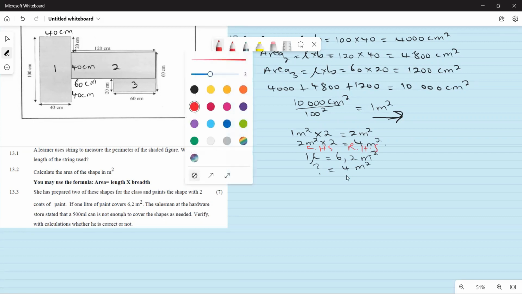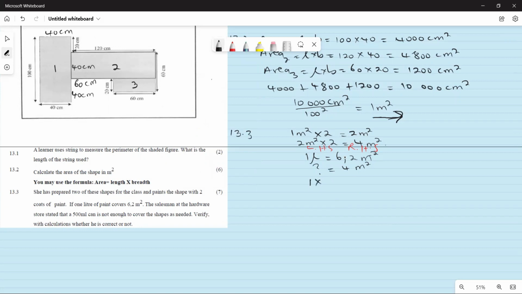So now I cross multiply only numbers. If you look nicely, on the left, there's 1 and a question mark. On the right, there's 6.2 and 4. So I'm going to cross multiply 1 and 4 and use the 1 which will be in cross multiplication with the question mark to divide, which is the 6.2. So I'm going to say 1 times 4 divided by 6.2, which will give me 0.65 liters.